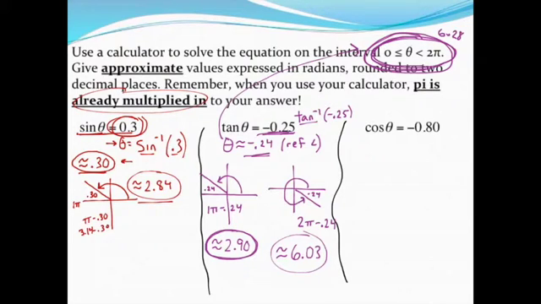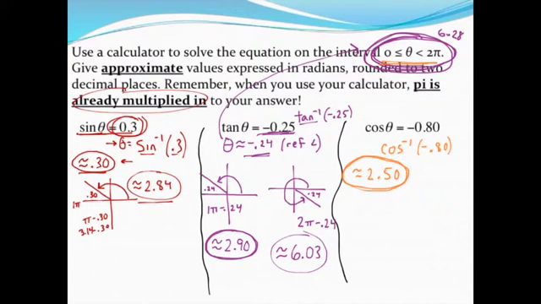and then watch this last one, because this last one even has one more trick to it. So, start out the same way as the other ones have started. Let's do the inverse cosine of negative 0.80, and so I get an angle of approximately 2.50. And so, again, the question is, can I circle that? Is that one of the answers? Well, yeah, 2.5 is between 0 and 6.28. So fine, that is an answer.